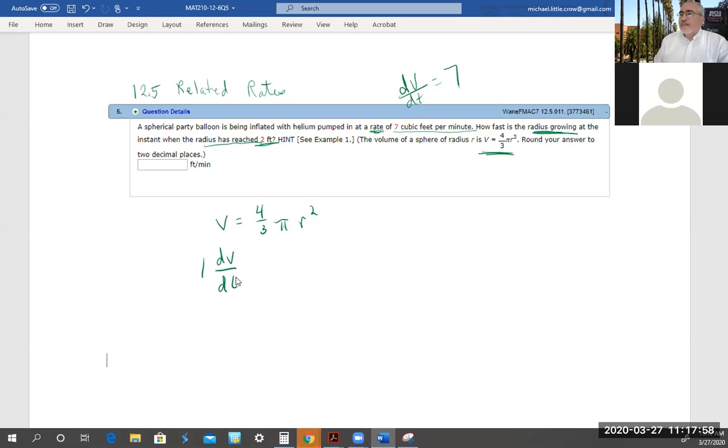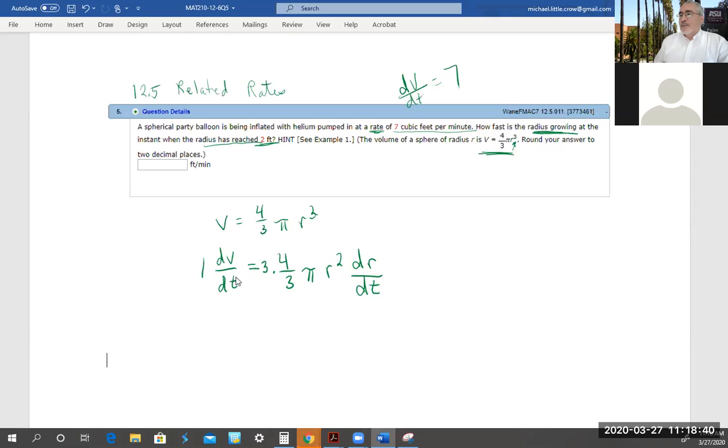Wait, I have another question. Isn't it r cubed, not r squared? Thank you, yes. Oh, okay. Yes. Good. Okay. On the right-hand side, it is 4/3 pi. Those are constants, so they just tag along. You take the derivative of r cubed. The 3 is going to come down and multiply. Subtract 1 from the exponent, so that's r squared. And then we take the derivative of r with respect to time.